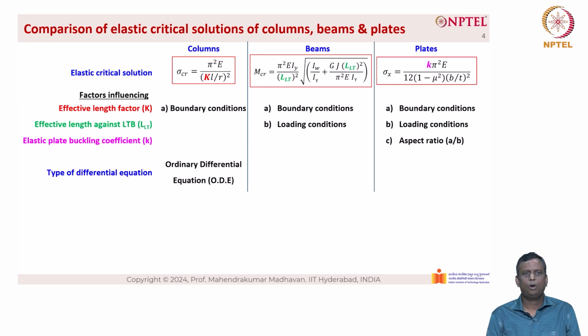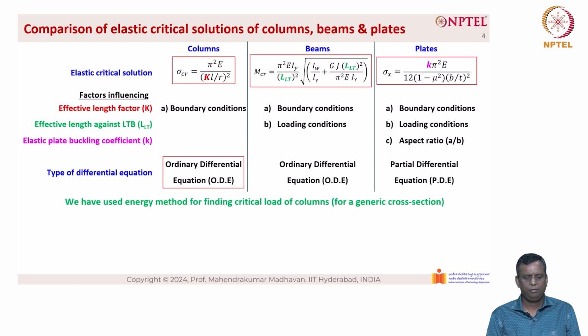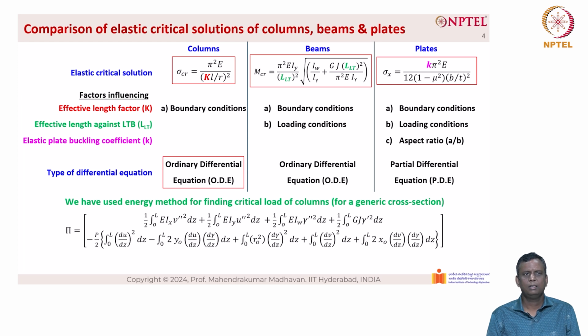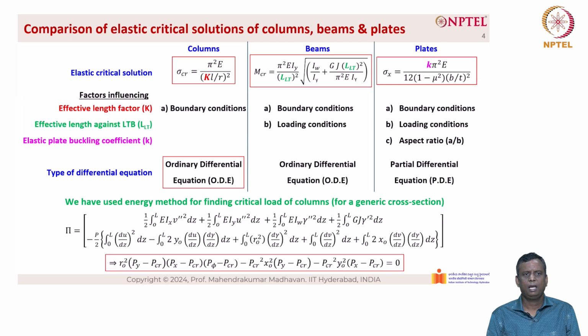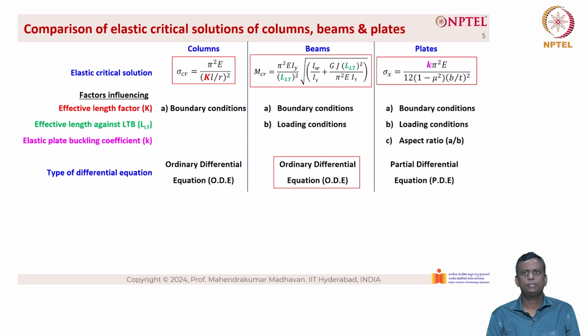Now let us look at how we are going to solve this. The type of differential equation for columns is based on ordinary differential equations, ODE, and for beams also it is an ordinary differential equation, whereas for plates it is a partial differential equation, PDE. Now let us look at the ordinary differential equation for columns. We have used the energy method for finding the critical load of columns for a generic cross section. So the Pi value is given as a big equation, as you can see on the screen, and the solution for that equation is also in cubic form, as you can see below. Now let us move to the beams.